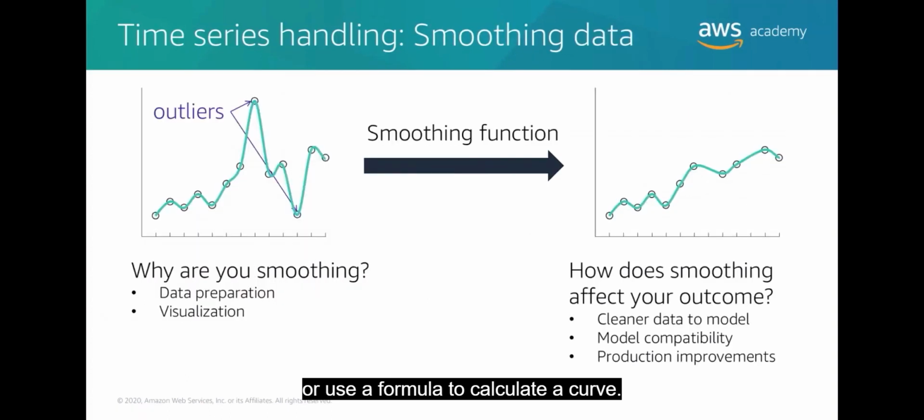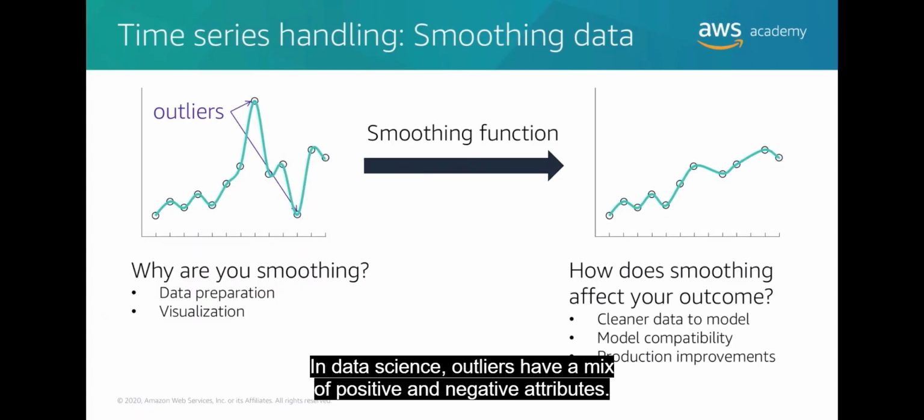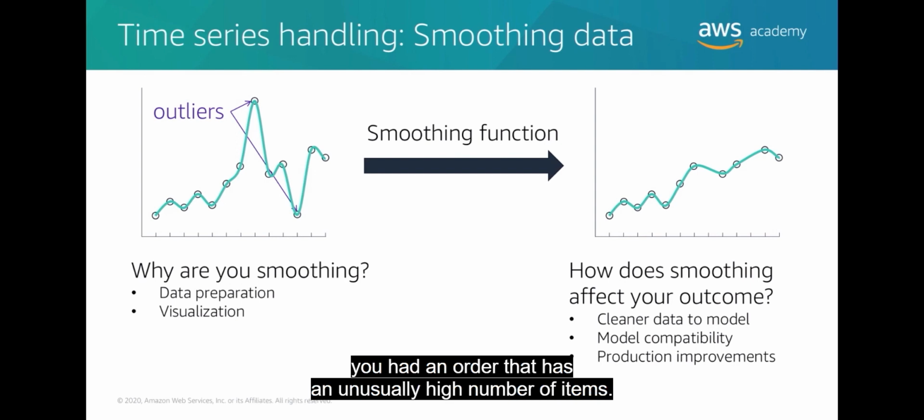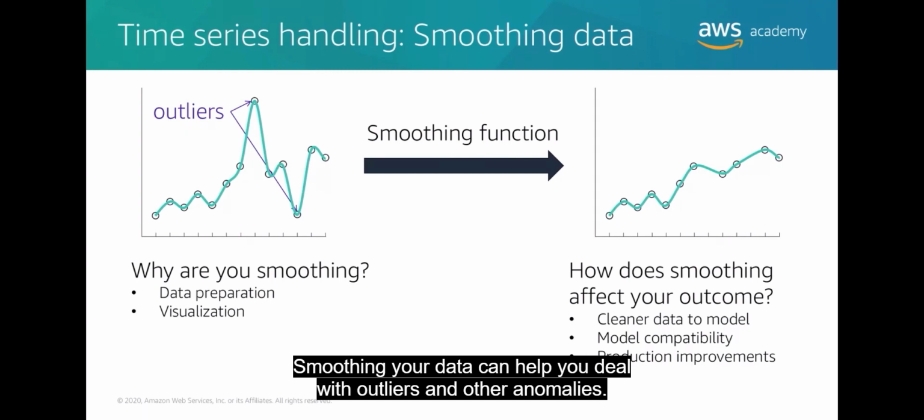In data science, outliers have a mix of positive and negative attributes. The same is true of time series data. Suppose you were examining sales data and you had an order that has an unusually high number of items. You might not want to include that in your forecast calculations because the order size might never be repeated. Removing these outliers and anomalies is known as smoothing. Smoothing your data can help you deal with outliers and other anomalies.